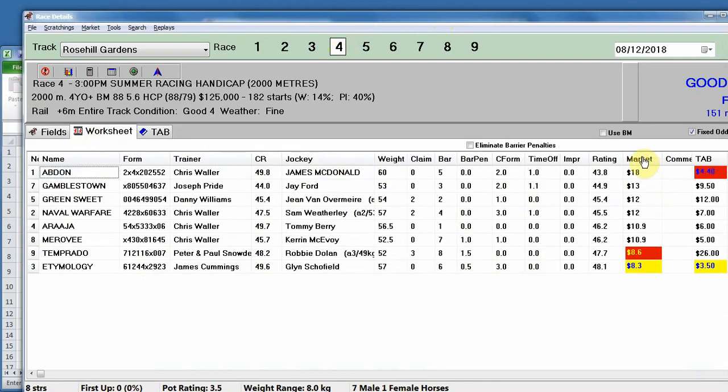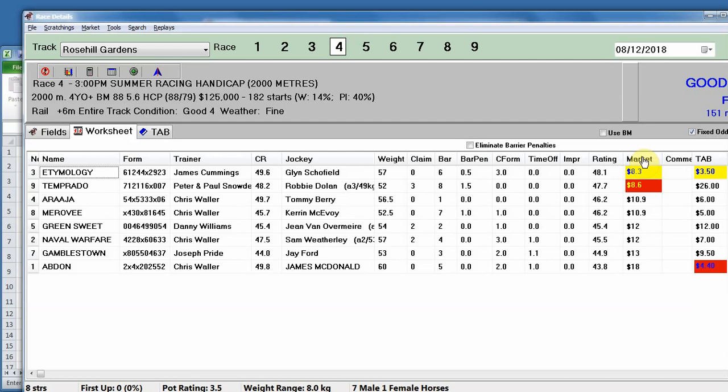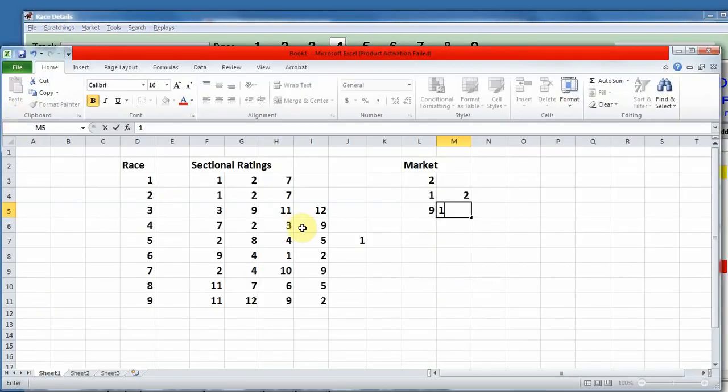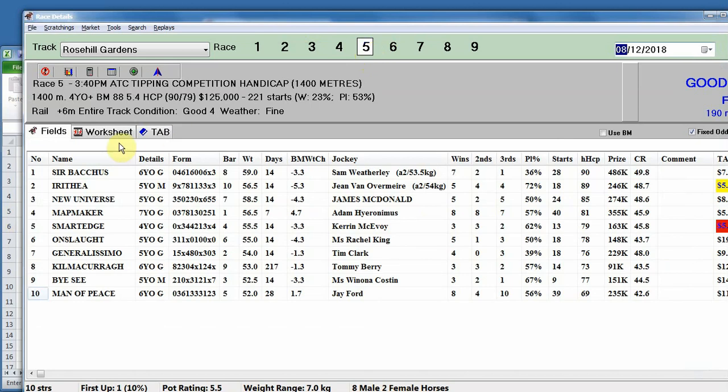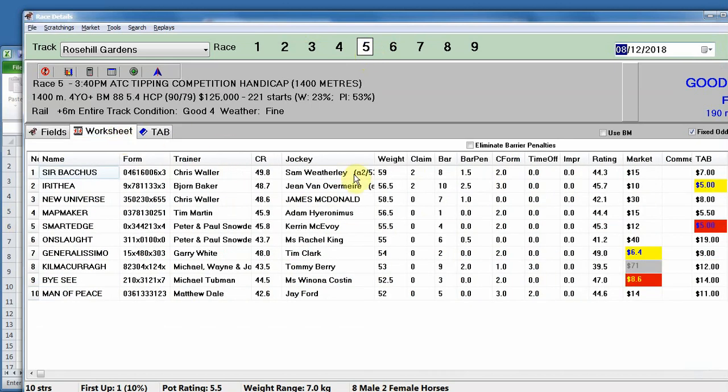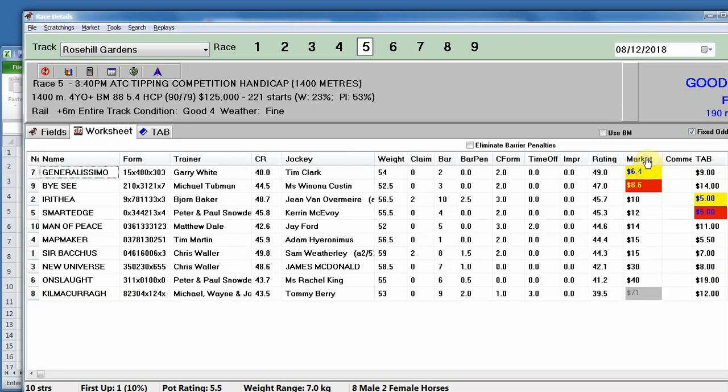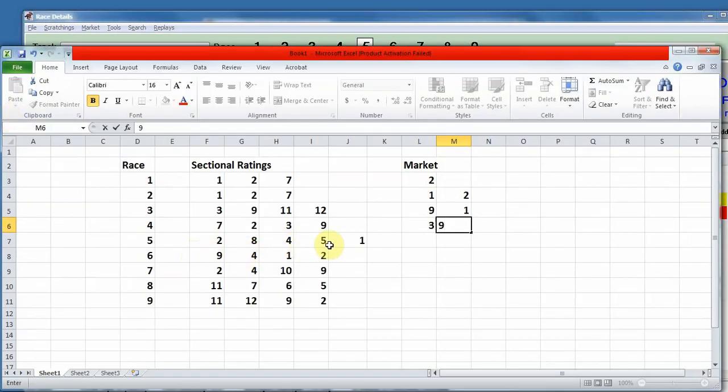Race 4, small field, 2,000 meters, the sectional times are probably less relevant when we're getting over this distance, but it is amazing how useful they can prove to be. 3 and 9 are on top here, so there's the 3 and the 9, so let's put those in. Race 5. Seven and 9 are on the top for race 5, neither of which we have in here, so we'll just add those in.